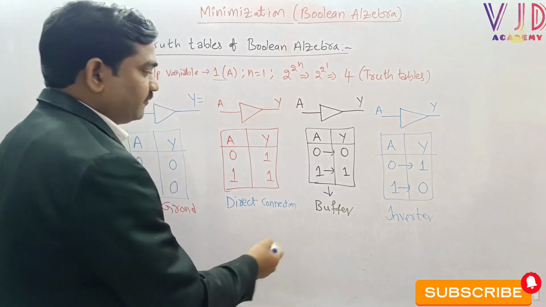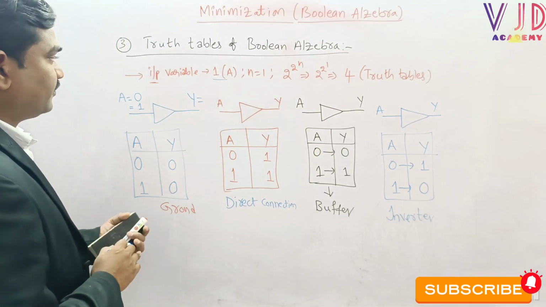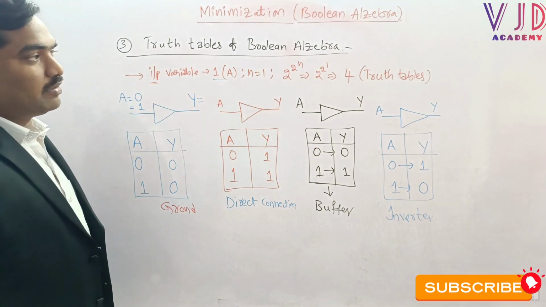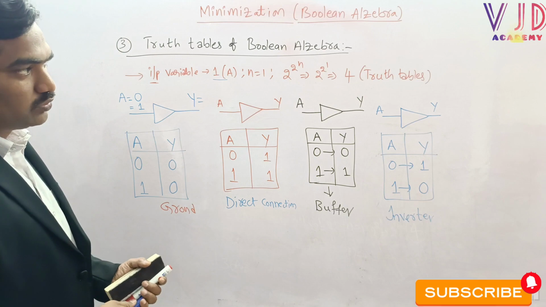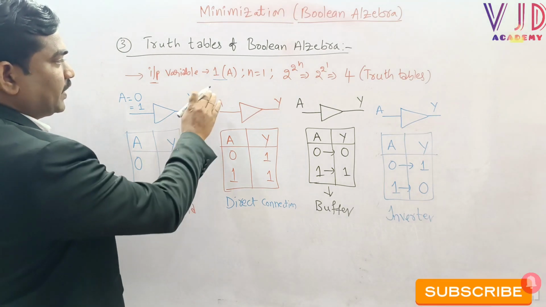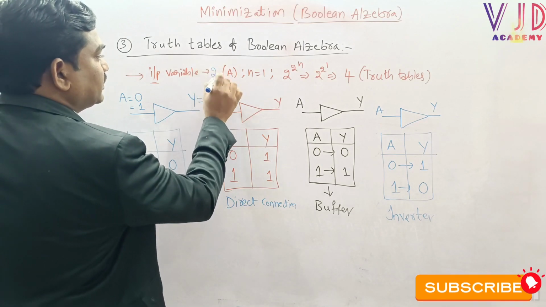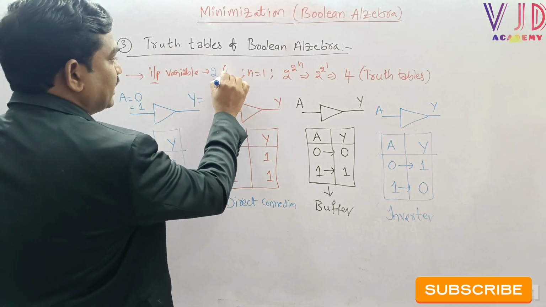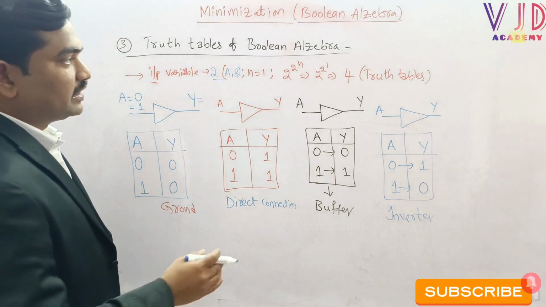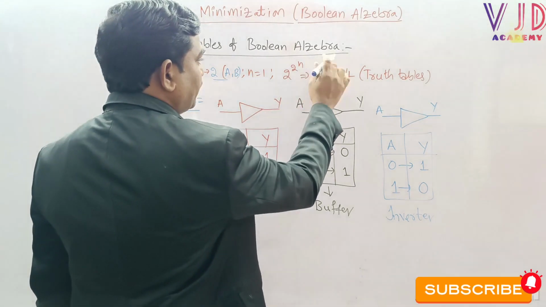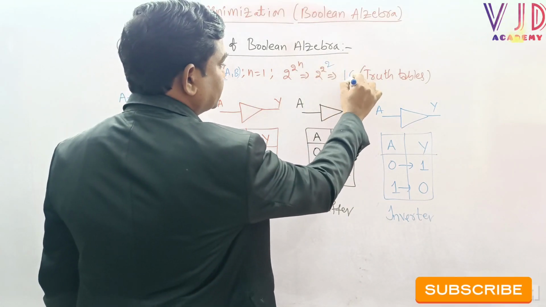So these are the possible 4 truth tables for the given input 1. Now let us try to understand what the possible truth tables count is when we have 2 input variables. Let us take 2 input variables, A comma B. Then we will see 2 power 2, so the possible number of truth tables will become 16.